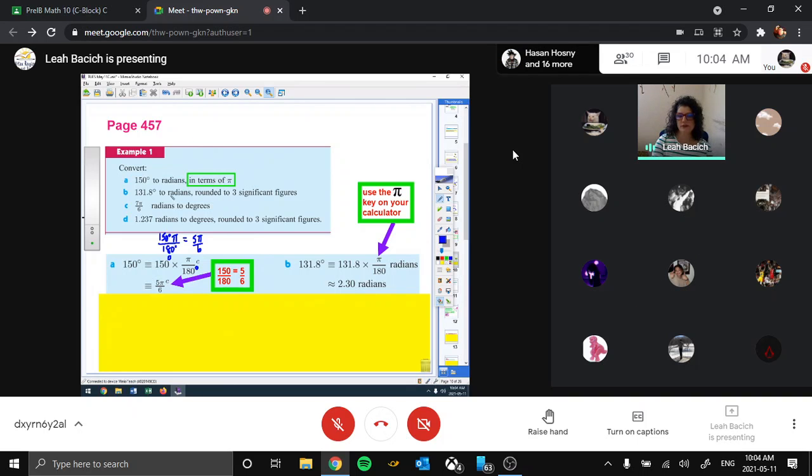In B, it says we have to go to radians also, but this time we need 3 significant figures. So I'm guessing we're getting a decimal. 131.8 is not a nice whole number. So 131.8, if I multiply that by pi over 180, to get the radians to stay, you need to multiply by pi over 180. If you wanted radians to cancel when you're going with the other calculation, then you would just do 180 over pi.